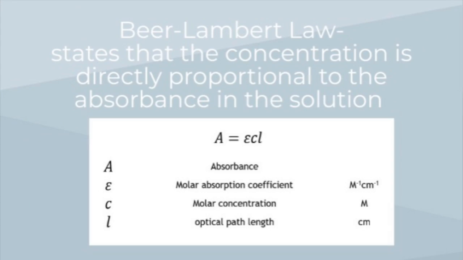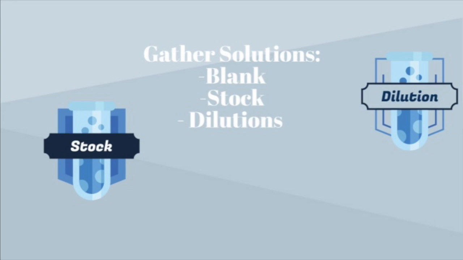we have found it. The next thing is the Beer-Lambert law, more commonly known as Beer's law. This states that the concentration is directly proportional to the absorbance in the solution. A equals ECL is the equation, where A equals absorbance, E is the molar absorption coefficient, C is the molar concentration, and L is the path length. Now that we know these things, we're ready to start our experiment.